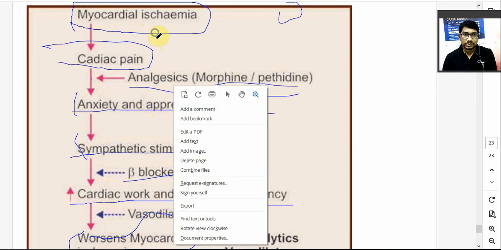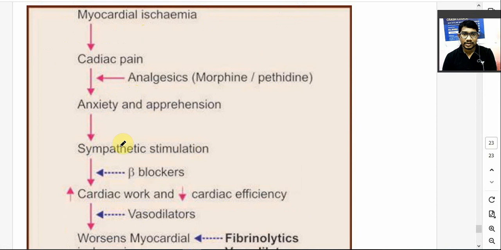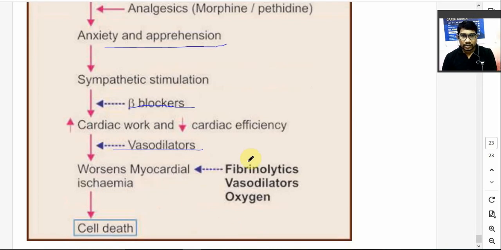You can decrease the anxiety and apprehension by using diazepam and other drugs. Okay? You can decrease the sympathetic stimulation by using beta blockers. Okay? You can decrease the workload and increase the cardiac efficiency by using vasodilators. You can use fibrinolytics, like your streptokinase, urokinase, to break down that clot. This is the drug used in myocardial infarction.